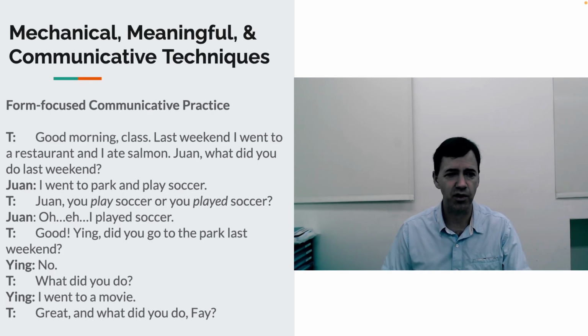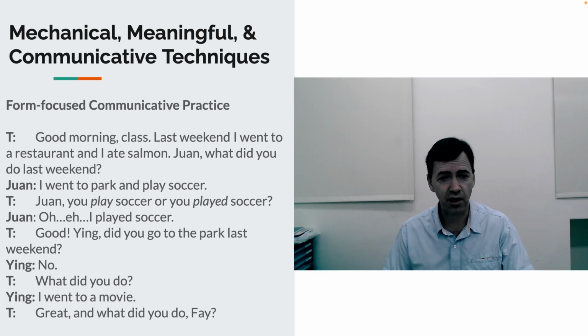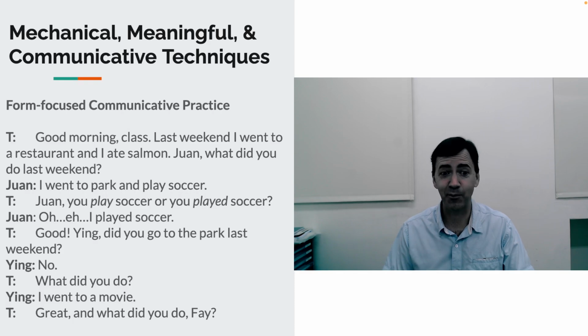So here's an example. The teacher says, good morning, class. Last weekend, I went to a restaurant and I ate salmon. Juan, what did you do last weekend? So you can see the form here. They're practicing the past tense, right? And Juan says, I went to park and play soccer. And the teacher says, Juan, you play soccer or you played soccer? And Juan says, I played soccer.